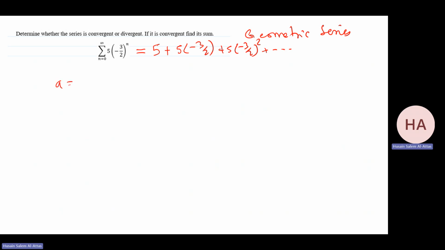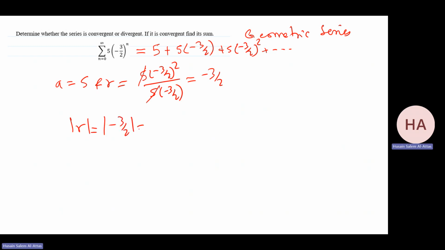Okay, so A equals 5, and R will be what? 5 times minus 3 over 2 squared over 5 times minus 3 over 2. And that will be minus 3 over 2. So notice the absolute value of R, the absolute value of minus 3 over 2, is 3 over 2, greater than 1. So the series diverges.